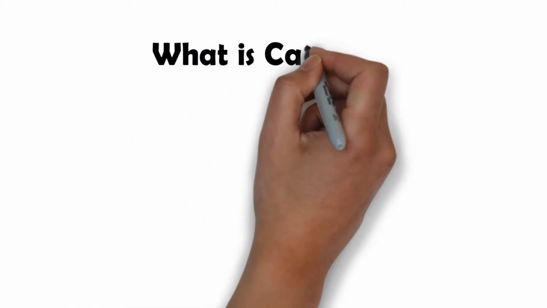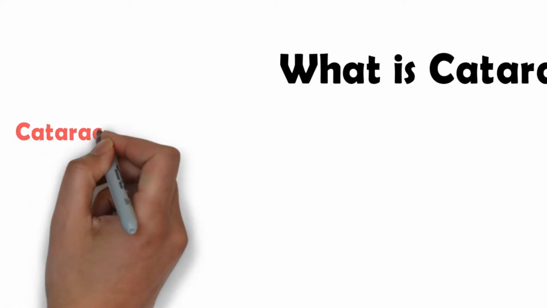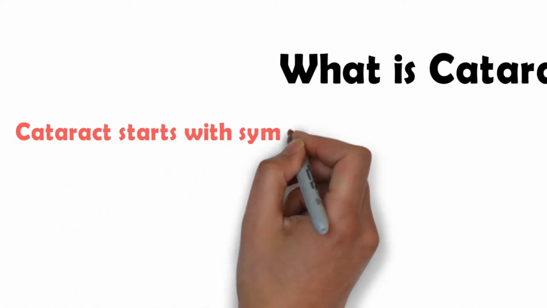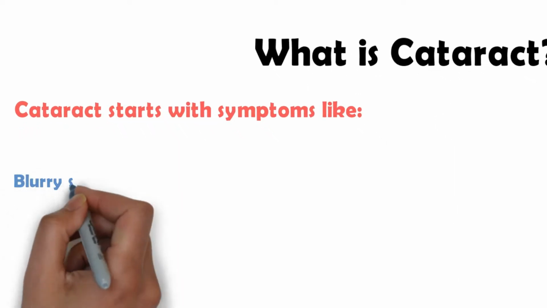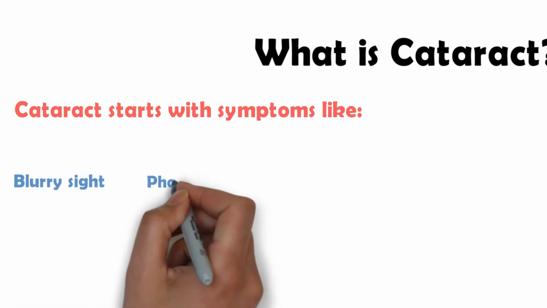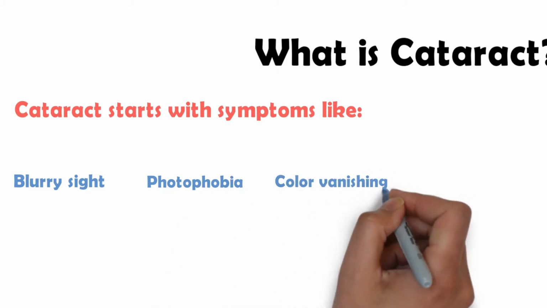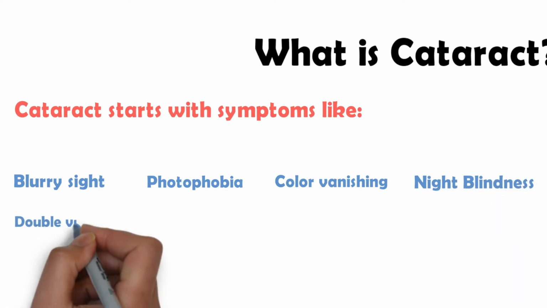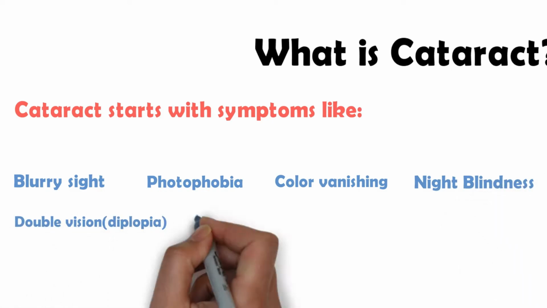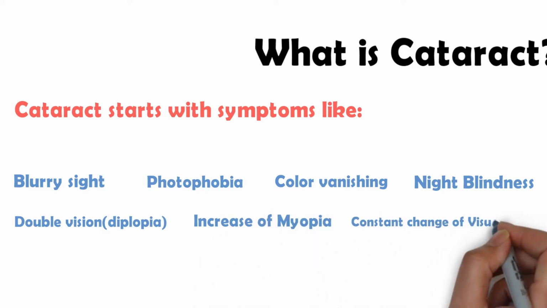Cataract. One of the eye diseases that triggers opacity of eye lenses, blurry sight, and loss of sight in advanced stages. Cataract starts with symptoms like blurry sight, photophobia, color vanishing, night blindness, double vision, increase of myopia, and constant change of visual acuity.